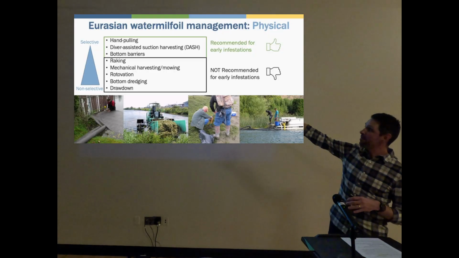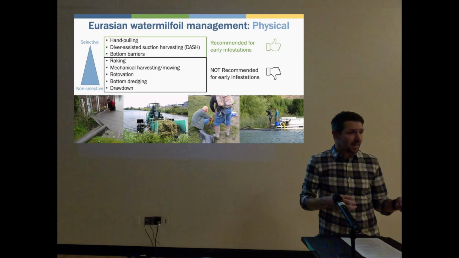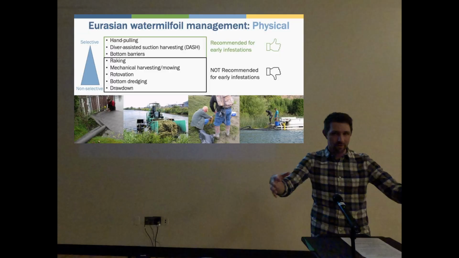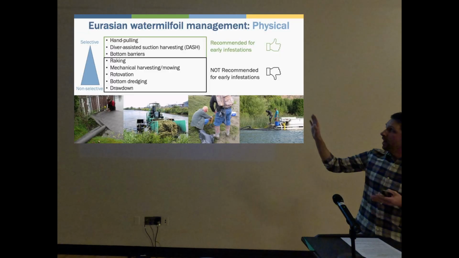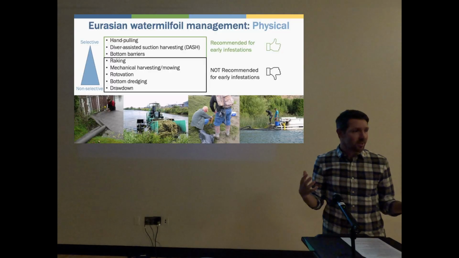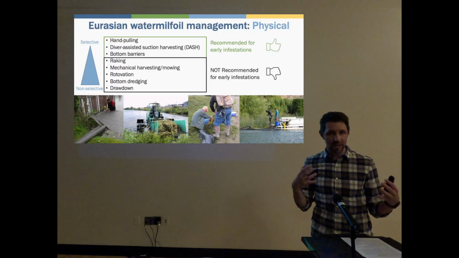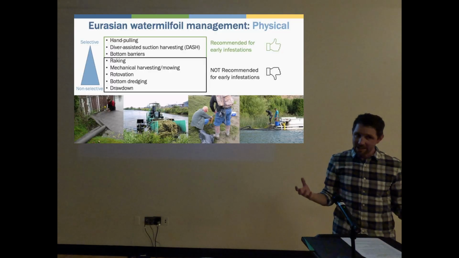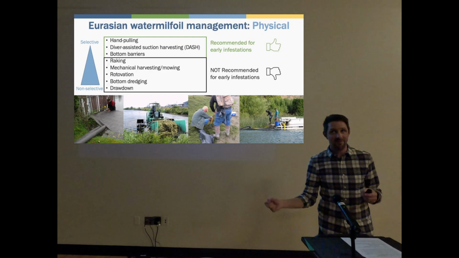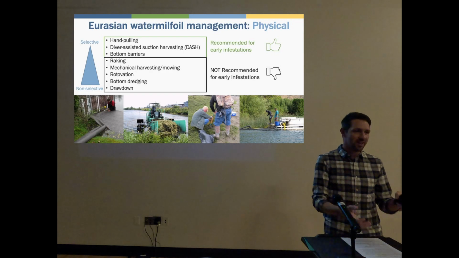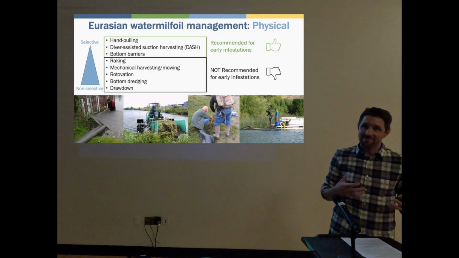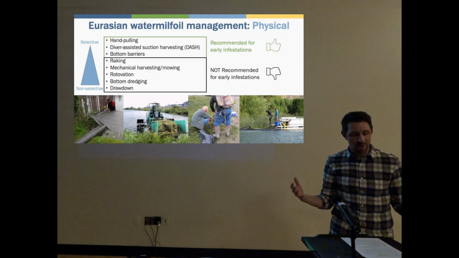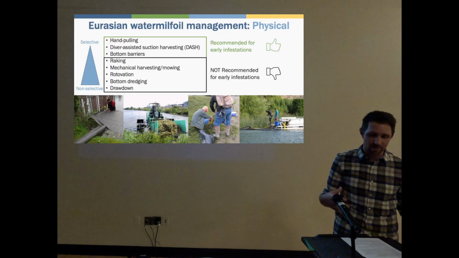The top three that I highlighted here are things like hand pulling. Again, if you're in the water, it's a coordinated effort. You're making sure you're getting any fragments. That can be really effective. Another that I mentioned here is something called diver-assisted suction harvesting. There's a couple companies that will do this. You're basically just hand pulling, but you're also feeding it into a suction tube that brings the plants up onto the boat. And it's a way that you can remove lots of aquatic plants, or lots of Eurasian Watermilfoil, kind of quickly.